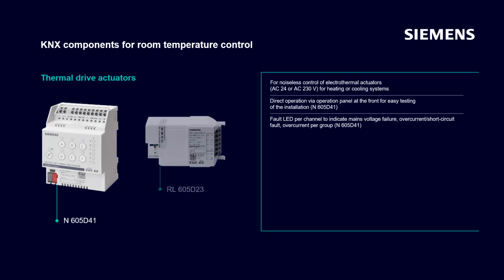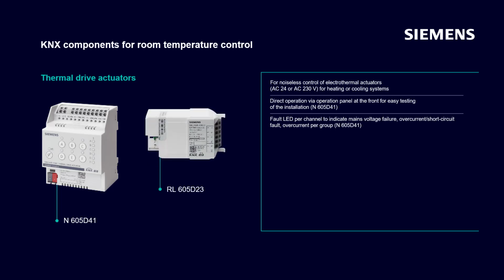And the RL605D23 thermal drive actuator is available as a compact, modular device for decentralized installation in the control module box AP118 or in the room control box AP641. This makes it possible to install the actuator on the wall, in parapet ducts, in installation columns, on raised floors, or above a suspended ceiling.